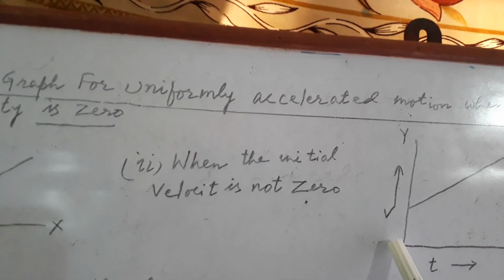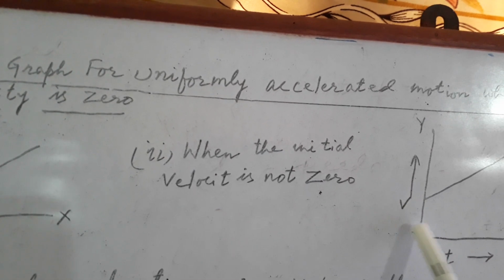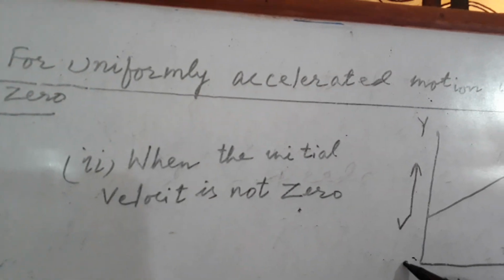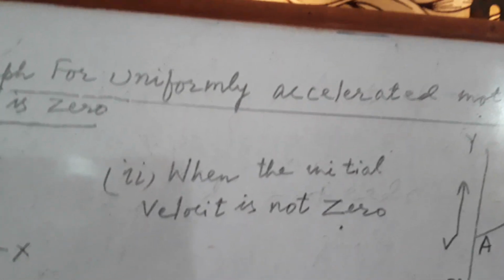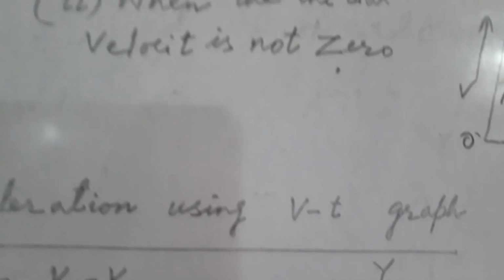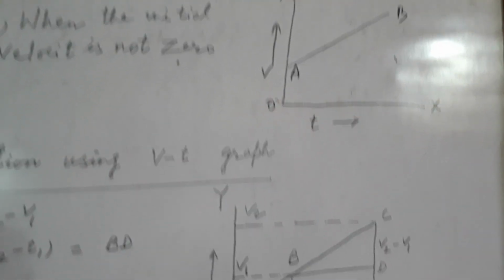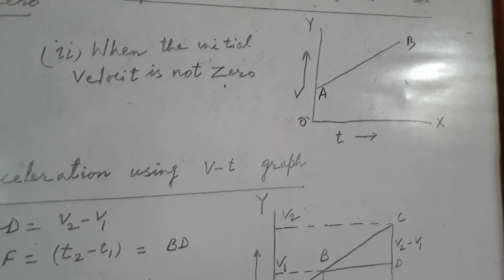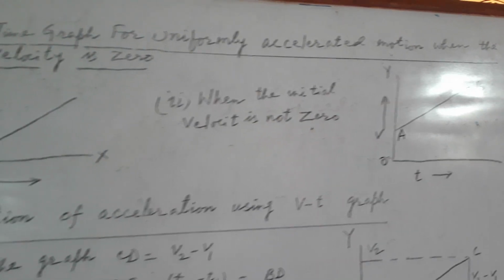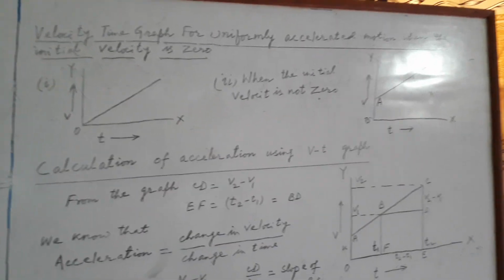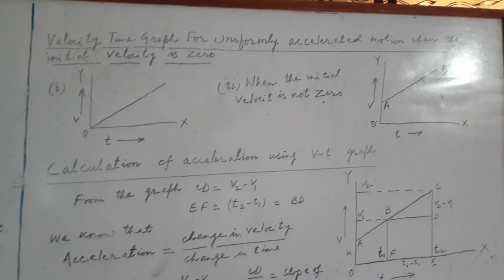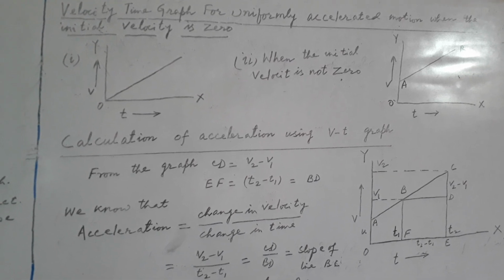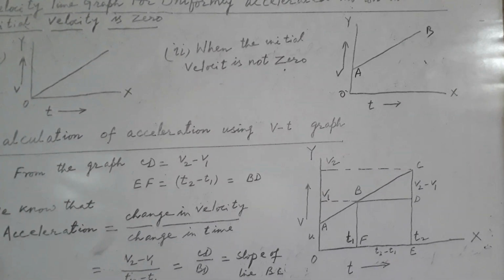The body has some initial velocity which is represented by this line, and the body now starts accelerating from point A. The body starts accelerating uniformly from point A, and during A to B the acceleration of the body is uniform because its velocity increases at uniform rate. So these were the two graphs that give an idea how to draw the velocity time graph when initial velocity of the body is 0 and when the initial velocity of the body is not 0.